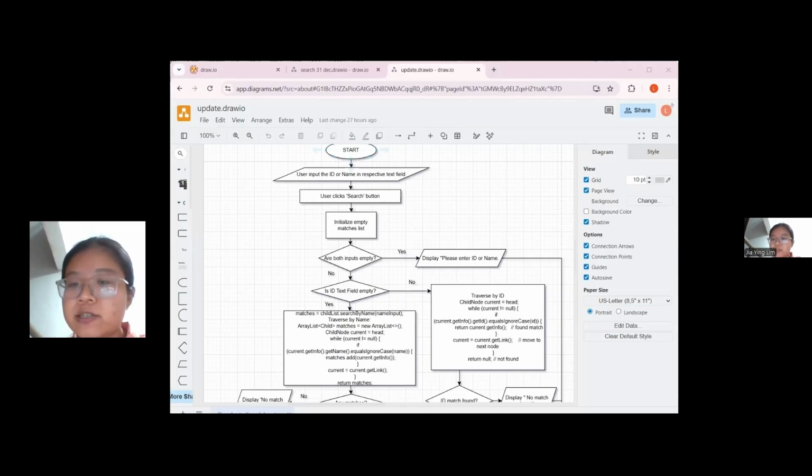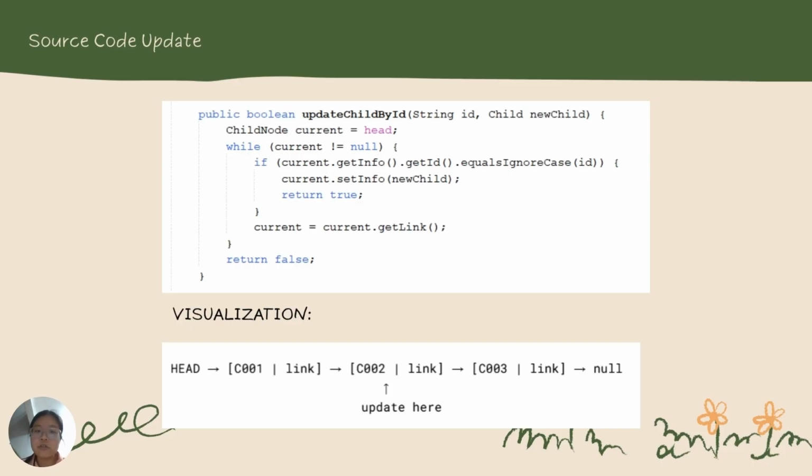Then after the search, the results are displayed in the table, which you can see just now, and the user can select the child they want to edit. The update in the linked list actually happens through this method, and let me explain it line by line.